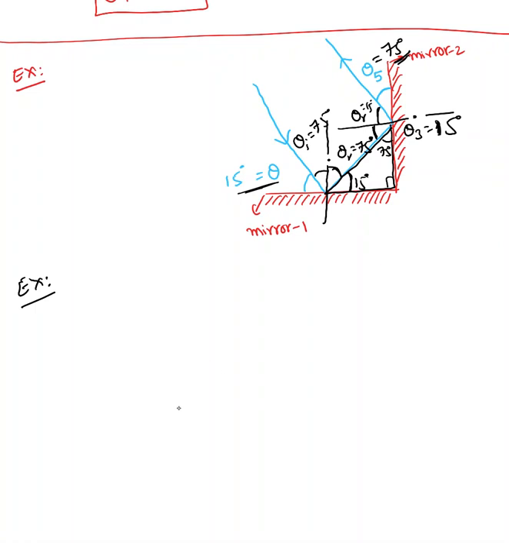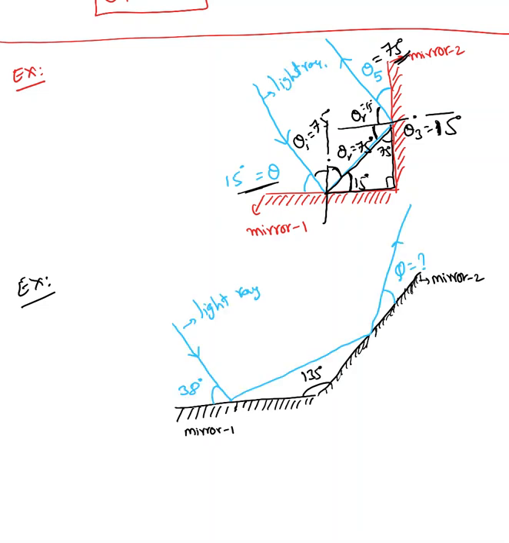Here is another example. There are two mirrors making 135 degrees to each other. Here is mirror 1. The angle between these two mirrors is 135 degrees. Now a light ray is falling on mirror 1 with an angle of 38 degrees. Remember, that's not the angle of incidence, because the angle of incidence is always between the normal to the mirror and the light ray. So here is the normal to the mirror. In the same way, here is another normal to the mirror. This angle must be 90 degrees. Here also this must be 90 degrees.